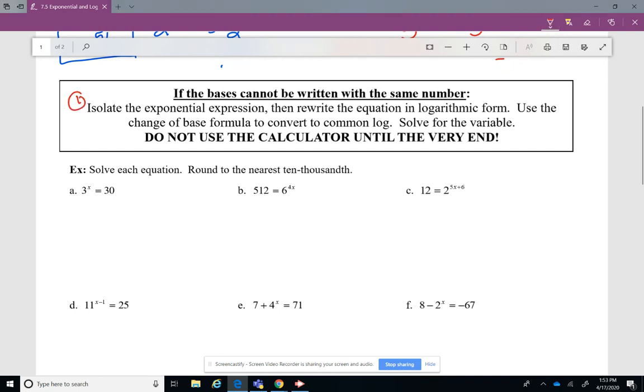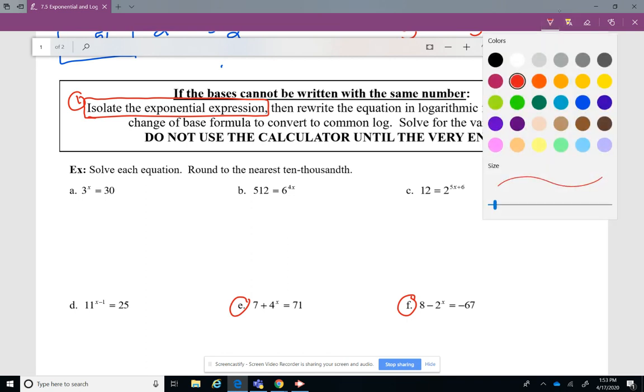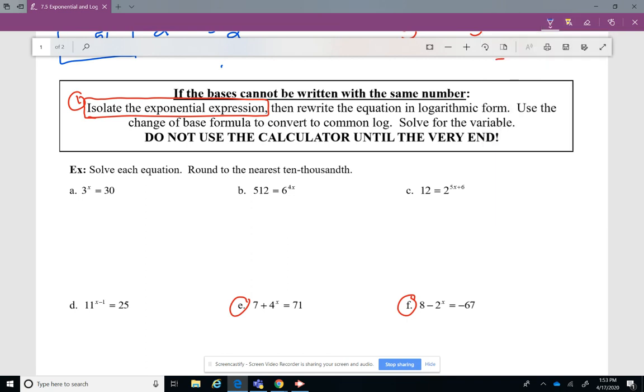Isolate the exponential expressions. Okay, I'm looking at this one, already isolated, already isolated, already isolated, already isolated. Whoop, not isolated. It has a 7 with it. Whoop, not isolated. It has the 8 with it. So I am just going to circle those two problems because those two problems are the only two problems on this front side where we're going to be doing this first step. But you have to check and see if it needs to be done. All right, so we're going to go ahead and start with A. We know that we don't have to do the first step, so let's move on to the second step.